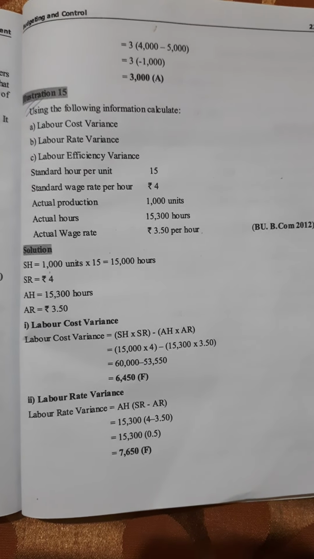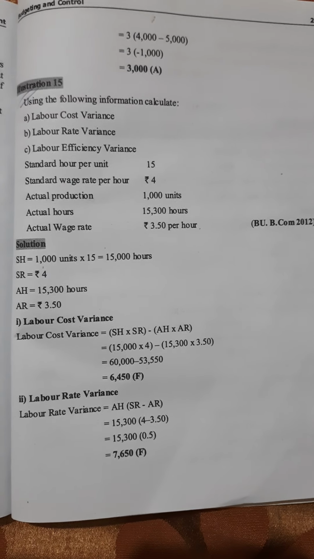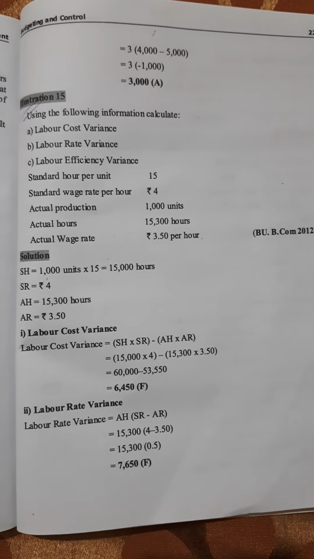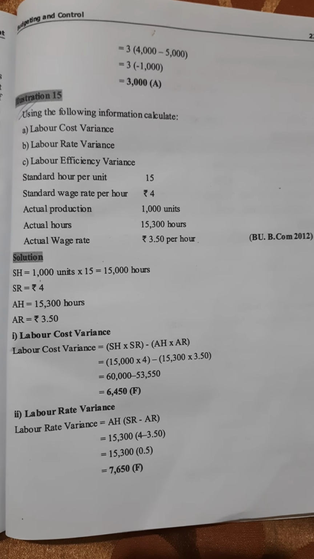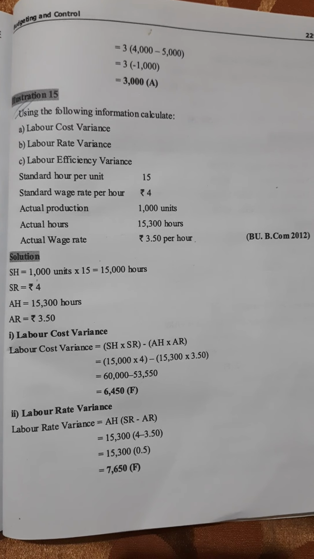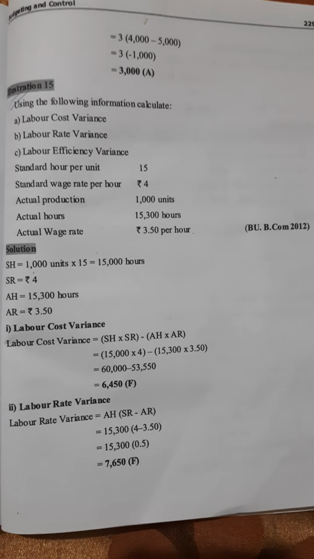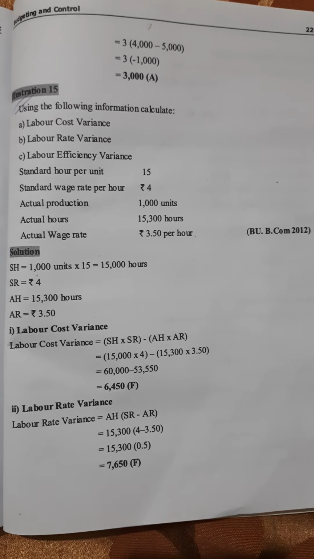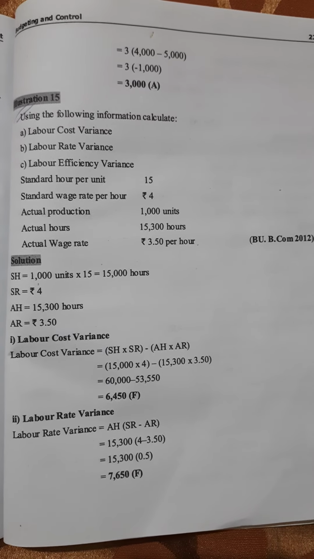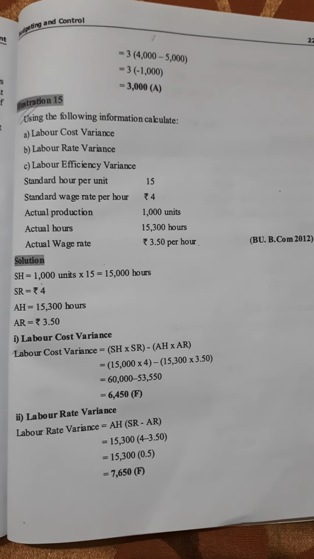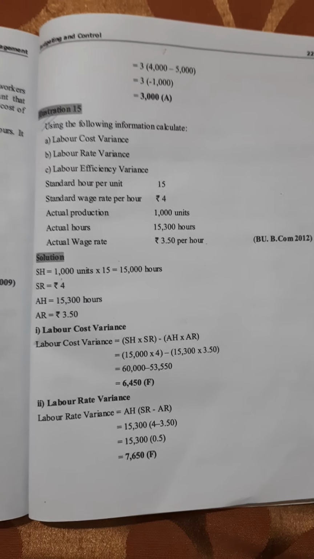So let's move on to the problems part. Your first question is: using the following information, calculate labor cost variance, labor rate variance, and labor efficiency variance. So 3 questions are asked. The given data are standard hour per unit, standard wage rate per hour, actual production, actual hour, and actual wage rate. These are the details given in the question. Now let's look at the solution part.